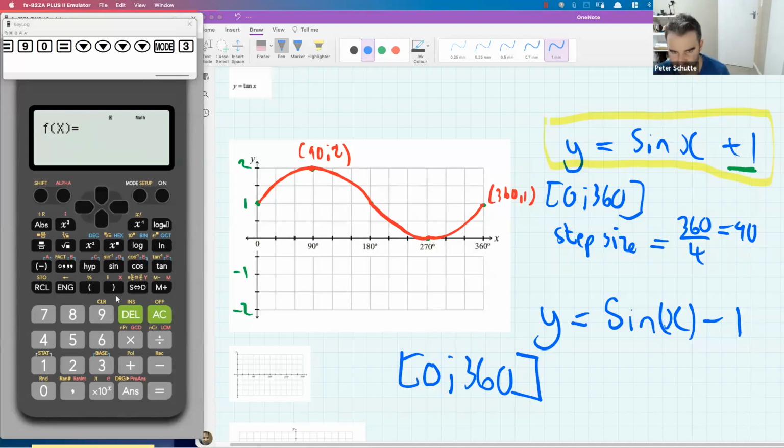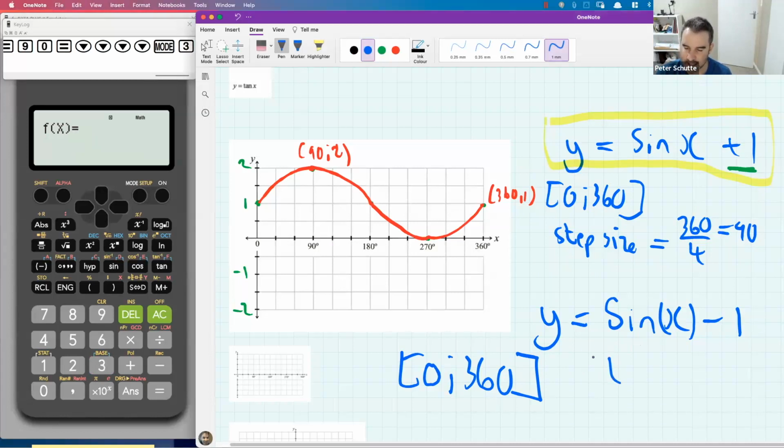So Kaylee's asked, what is the step size? Okay, Kaylee, for the sine or cos graph, the step size is just the period divided by 4. If you have the tan graph, the step size is the period divided by 2. So in the one that you're drawing now, the period of the sine graph is 360. So your step size for this one will be 90. So 360 divided by 4.